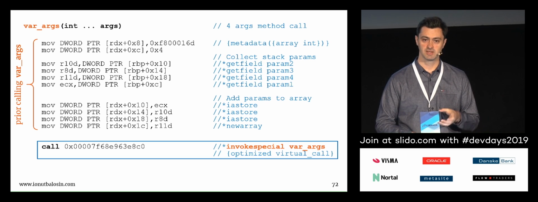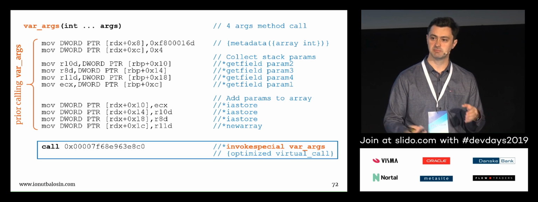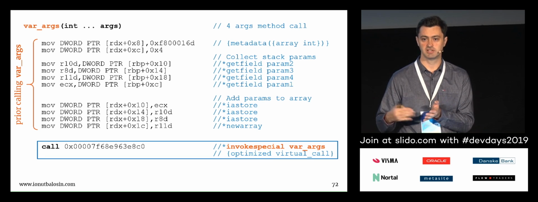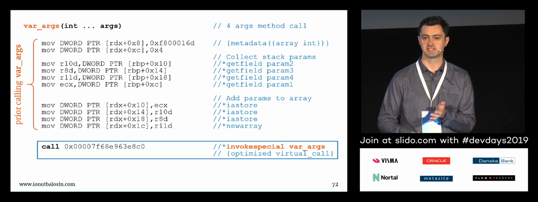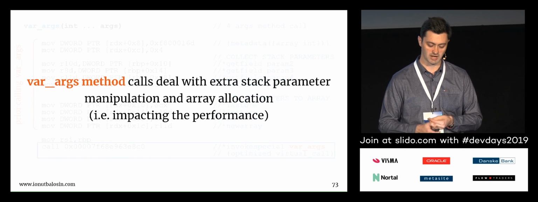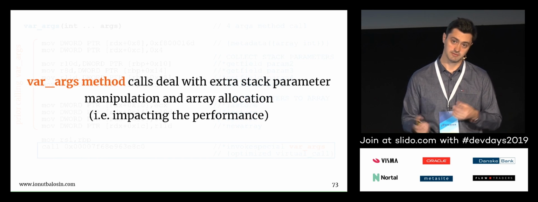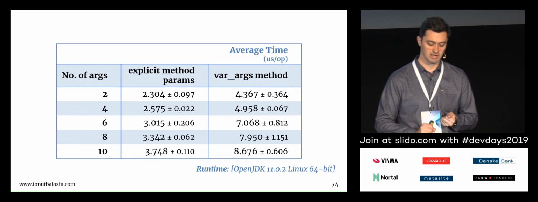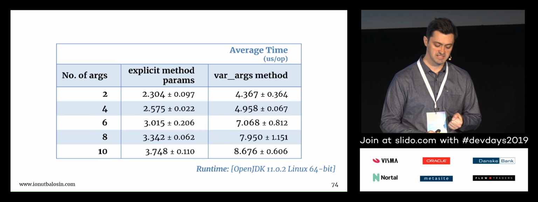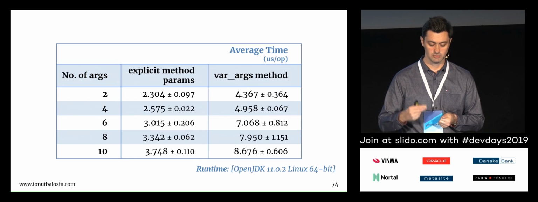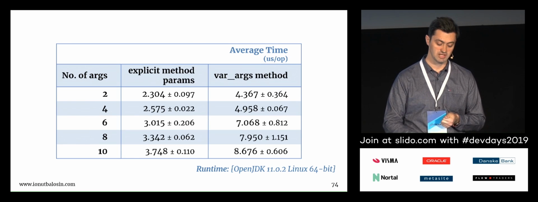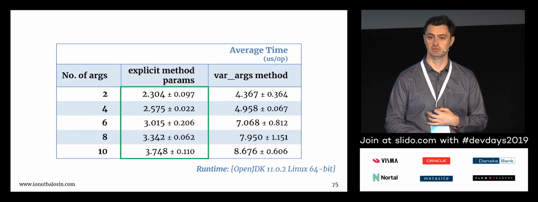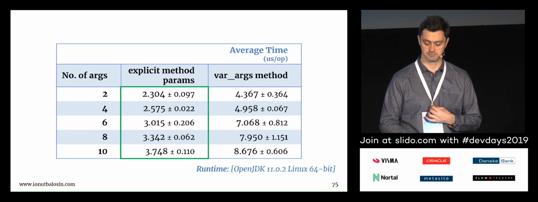So that's why the JDK guys implemented this trick, because probably up to 10 is a reasonable threshold for most use cases. So you don't pay the cost of the varargs, and this is something that you should reflect on. Just to give you an idea, when you call explicit versus varargs with different numbers of arguments, you can see the timings are way better when you do explicit versus varargs.